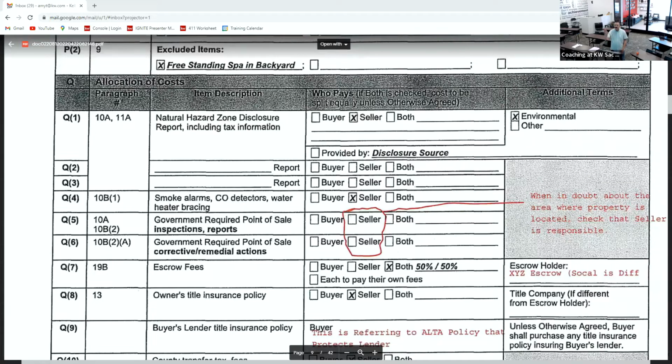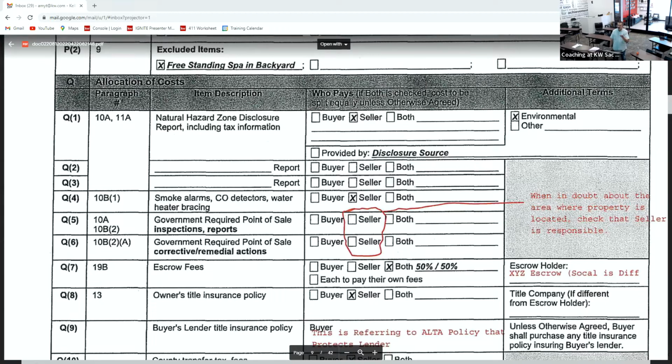And then it talks about who's responsible for smoke alarms, all that stuff. There's two boxes, Q5 and Q6 on here. They deal with government point of sale inspections and reports and government required point of sale corrective remedial action. Most of the areas around here don't have any of those that you have to worry about. But if you are in doubt, for example, in Woodland, in Yolo County, if the home is equipped with fire sprinklers, which most of the newer homes are, you have to have the fire department come out and conduct a test. So you want to say who's going to pay for those.